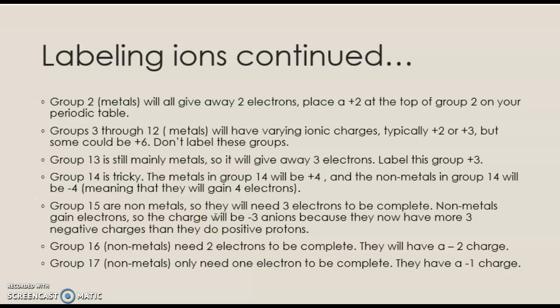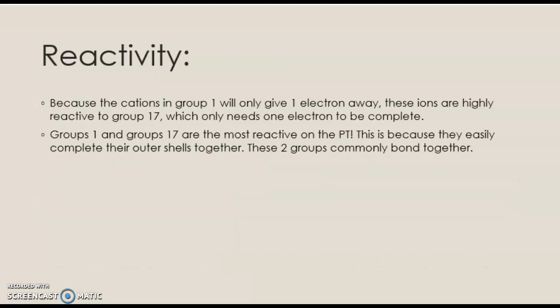It's just a very easy way of taking the group numbers and remembering that if they're metals, they're going to be cations or positive, and they're going to give away however many the group number is. But if they're nonmetals, they become negative, and their charge number becomes however many they need to be complete, like group 15, 16, and 17. So you have to look at how many they need based on their group number, and then throw a negative sign in front of it.